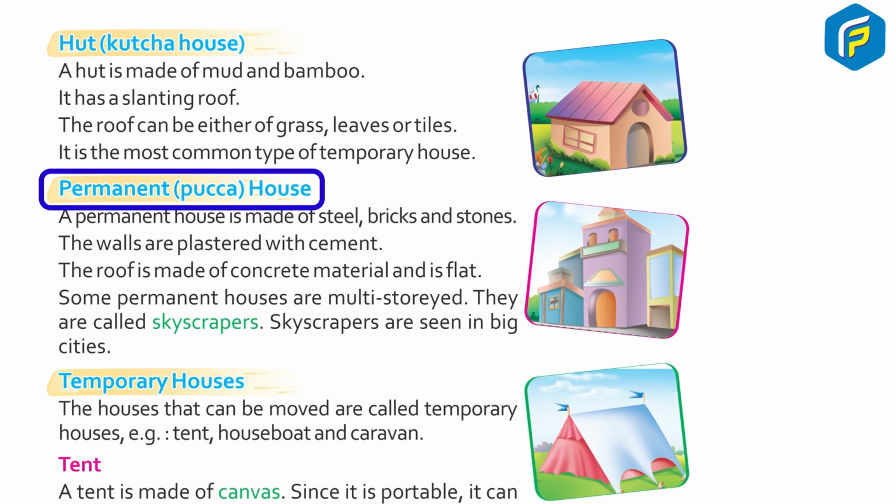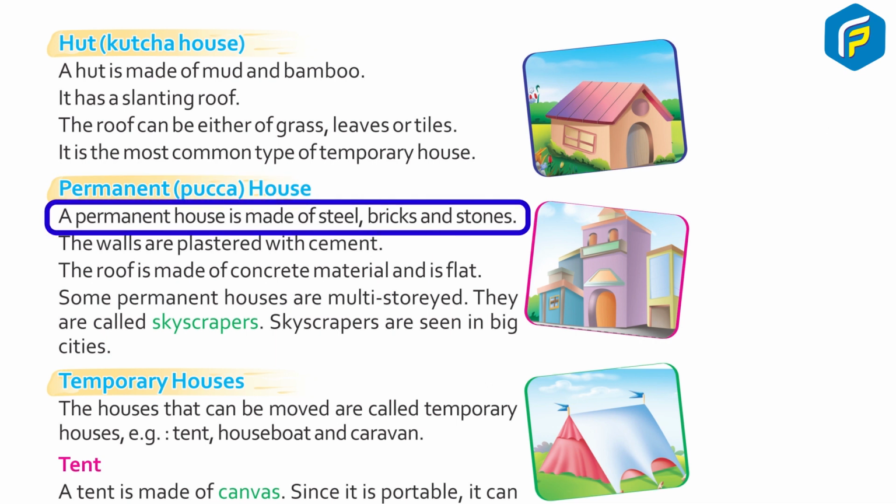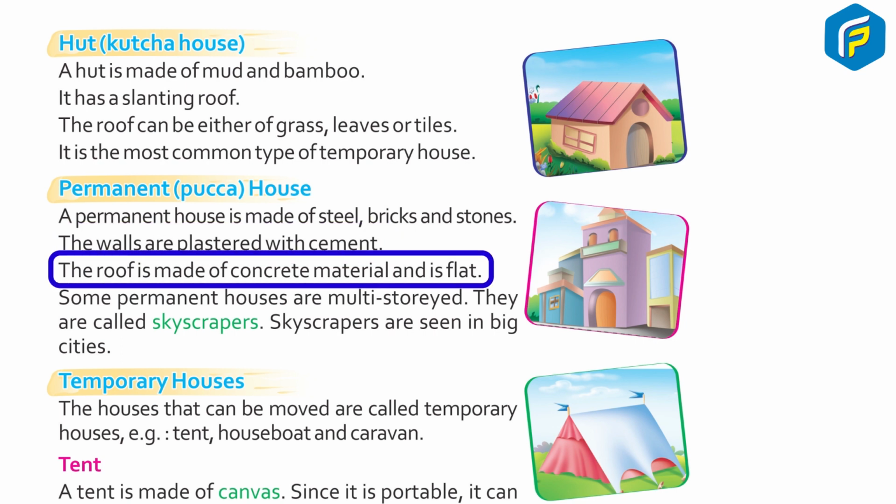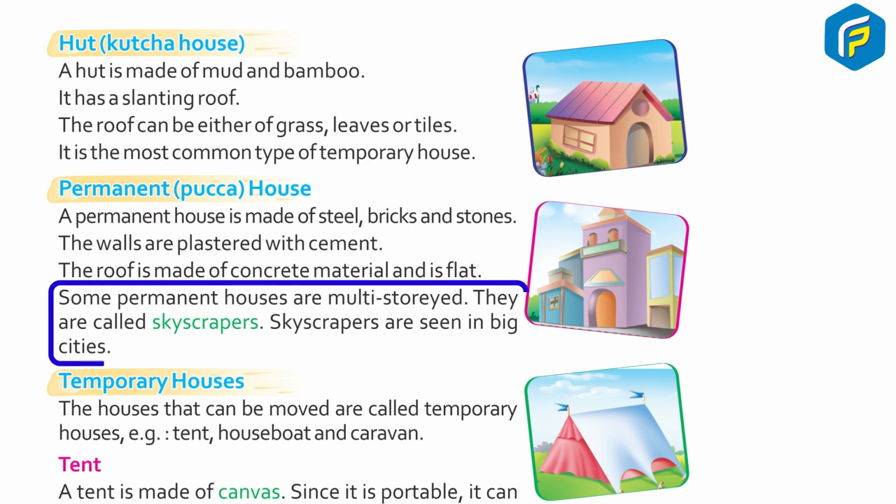Permanent pakka house. A permanent house is made of steel, bricks and stones. The walls are plastered with cement. The roof is made of concrete material and is flat. Some permanent houses are multi-storied. They are called skyscrapers. Skyscrapers are seen in big cities.